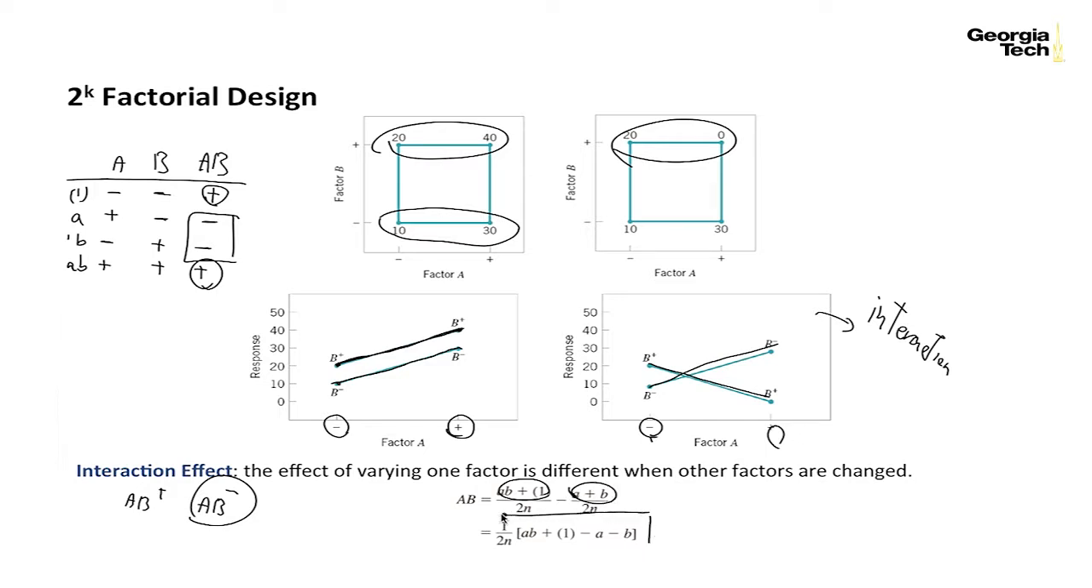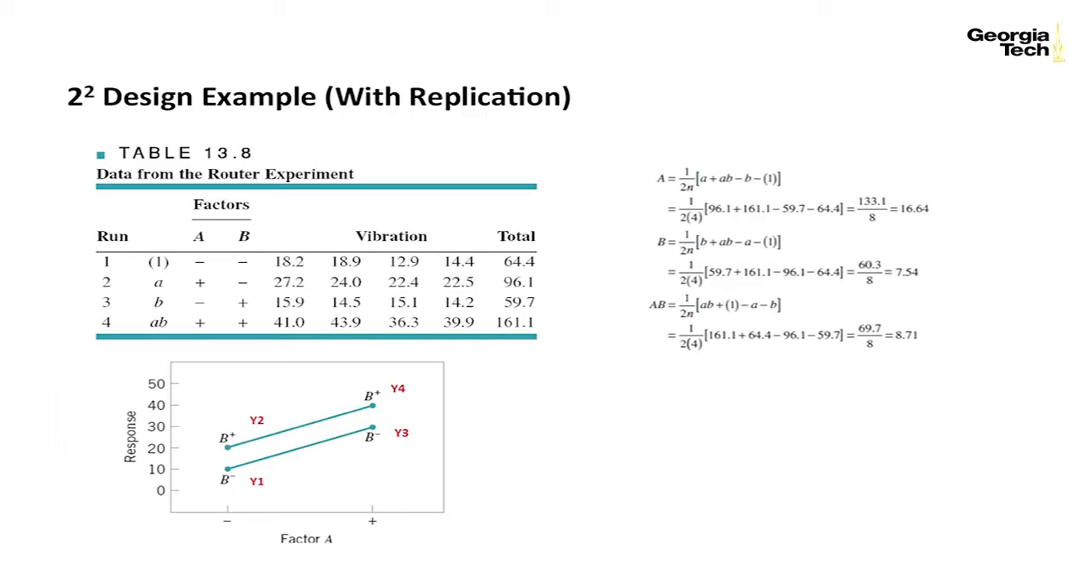So that's the equation for calculating the effect of AB, or interaction effect, and this is again called the contrast of AB. So we have contrast for main effects and we have contrast for interaction effects. Now let's see one example and see how we can analyze it. We can calculate the effects easily for this example.